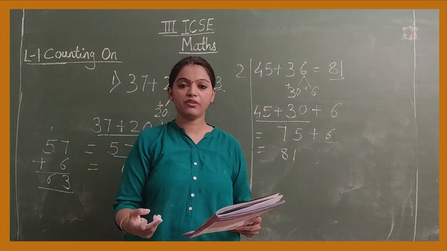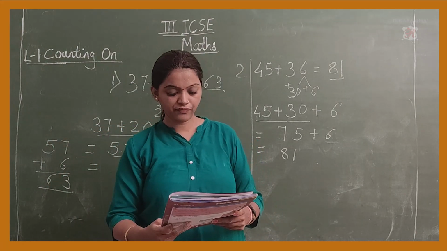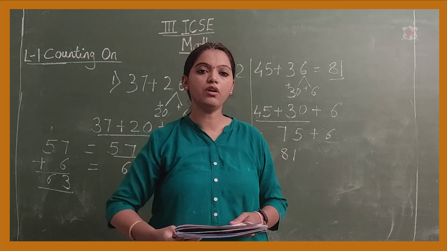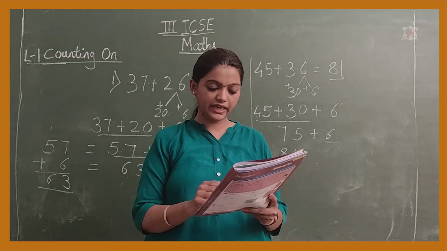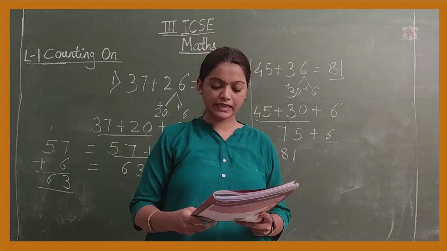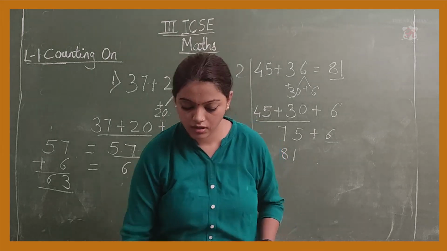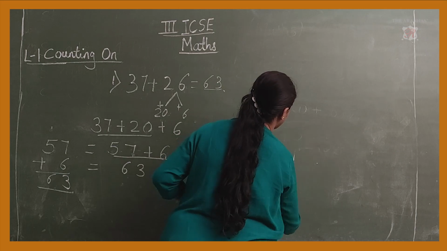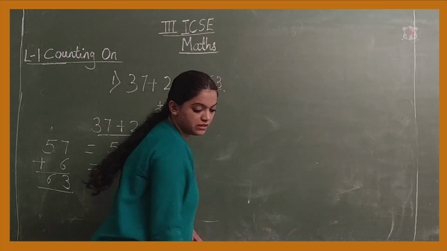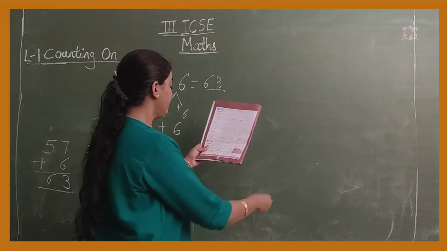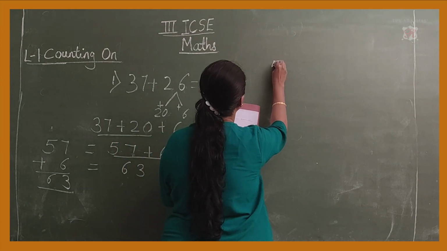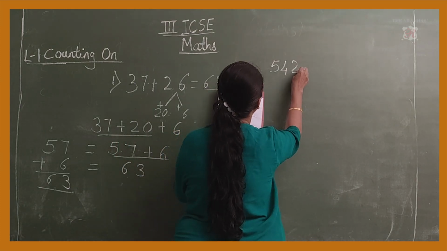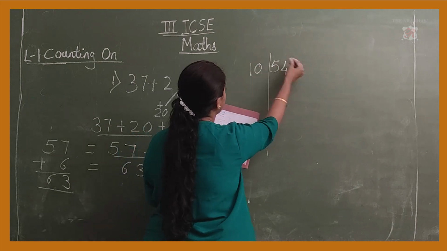Now, first 2 I have done for you. From 3, 4, 5, 6, 7, you will do it for your homework. And 8 and 9 is for your practice sum. I will solve only the 10th one. The last one we are taking now. It is a 3-digit number, 542. This is your sum number 10.